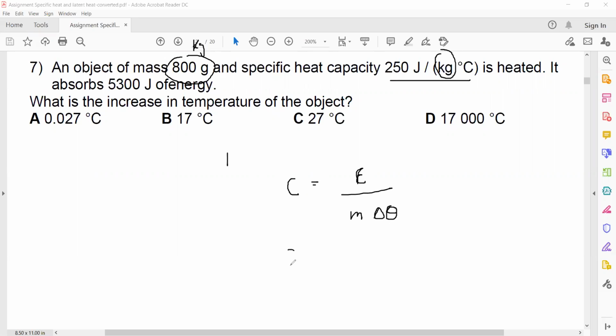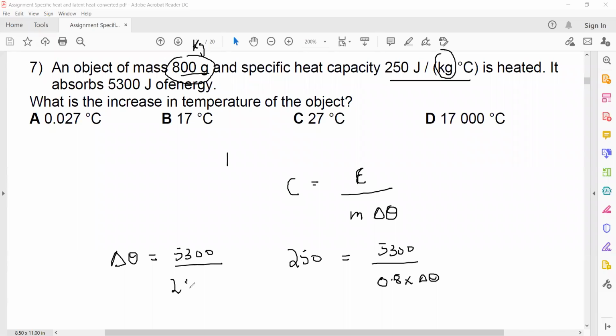So specific heat is 250. The energy which we supply is 5,300. The mass is 0.8. Why 0.8? Because it should be in kg. If this value is in joule per kilogram, the mass is in kilogram. If it is in joule per gram, in that case the mass should be in gram. And you're finding delta theta. So when you solve, delta theta is equal to 5,300 divided by 250 times 0.8. So you're getting C as the answer.